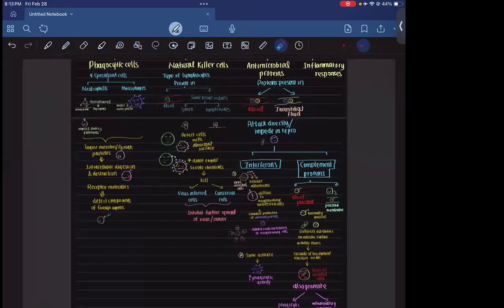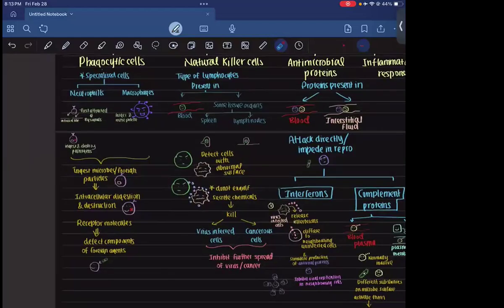Okay, so this is all about the phagocytic cell. What did we learn? What are the two types of phagocytic cells? The two types of phagocytic cells are neutrophils and macrophages. Who are neutrophils? Neutrophils will be attracted to the infected site first. Who will be attracted to the infected site first? Neutrophils will be attracted to the infected sites first.